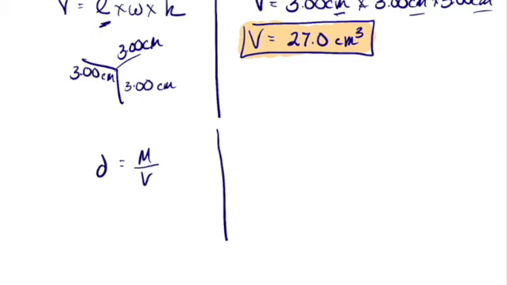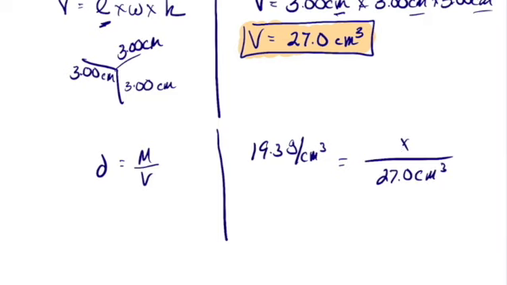And the density of gold, which we can look up on the internet or any other reliable source, is 19.3 grams per centimeter cubed. We know what the volume is. It's 27.0 centimeter cubed. And we're going to solve for the mass. The missing variable is the mass.